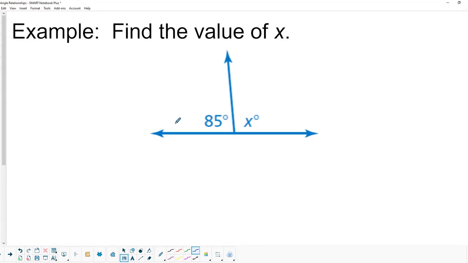All right, here are two angles that are adjacent, and because they make a straight angle, they add up to 180 degrees. And so all we have to do to find x is just do 180 minus 85.